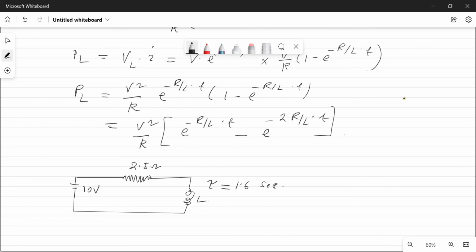So L by R is equal to 1.6. So L is equal to 1.6 into R. R means 2.5. So this is the value of 4, so 4 Henry.